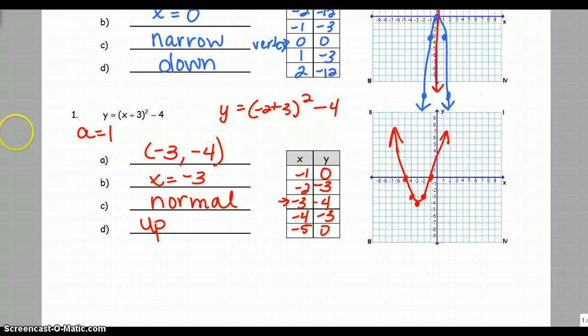If we double check our work, our vertex is at -3, -4. Our line axis of symmetry at -3 is a vertical line. It cuts it right down the middle. It is normal, and it goes up.